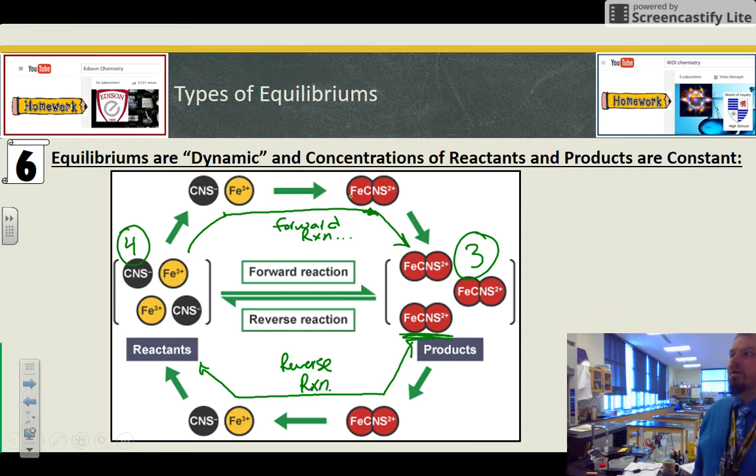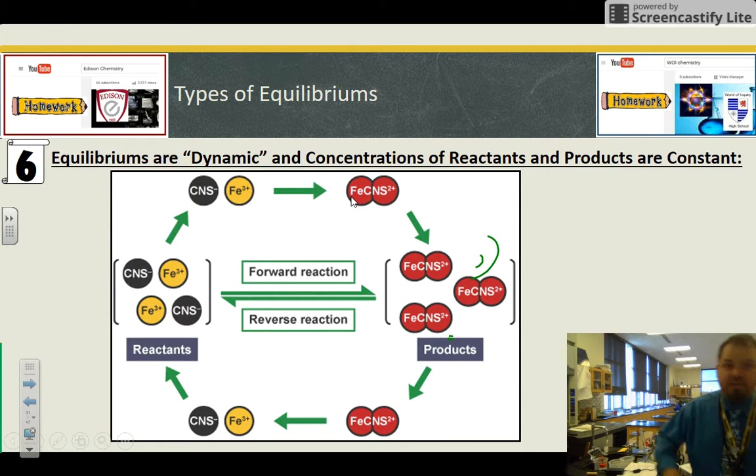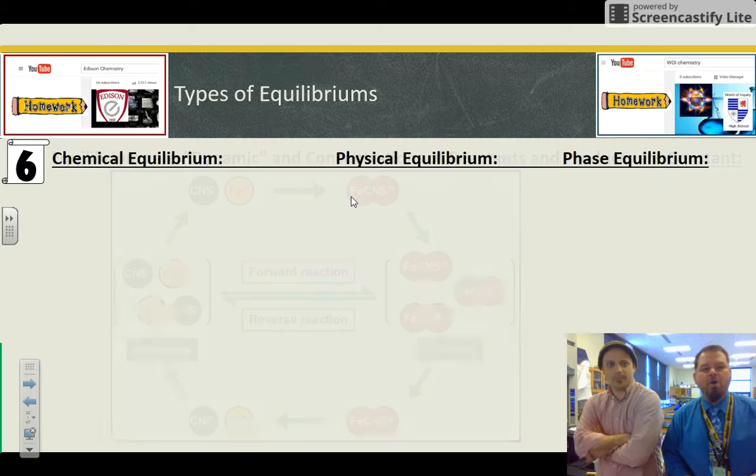And that's why the part that's equal is the rate. Every one that goes forward, one has to go back. If 2 go forward, 2 have to go back. So the rate's got to be equal, not the concentrations. That's what we're trying to hammer home there.